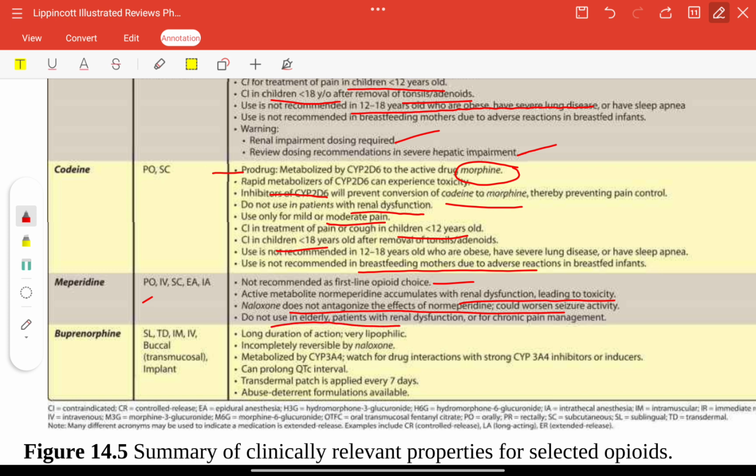Buprenorphine, buccal, implant, IM, IV, long duration of action, very lipophilic, incompletely reversible with naloxone. Metabolized by CYP3A4, watch for drug interactions. Strong CYP3A4 inhibitors or inducers can prolong the QT interval. Transdermal patch every 7 days. Abuse deterrent formulations are available.